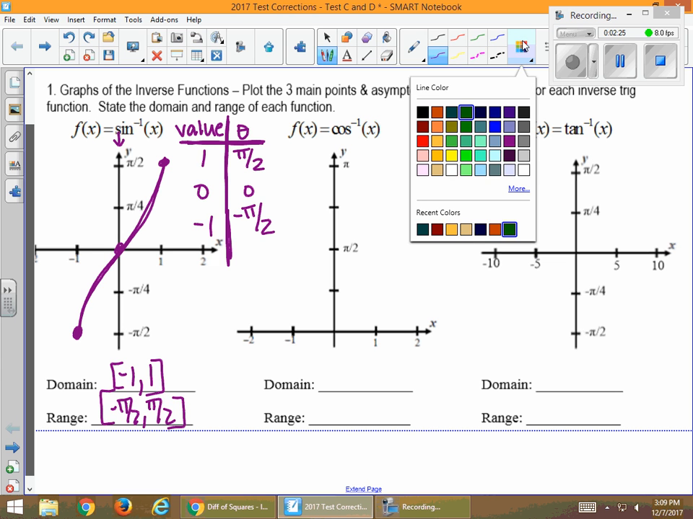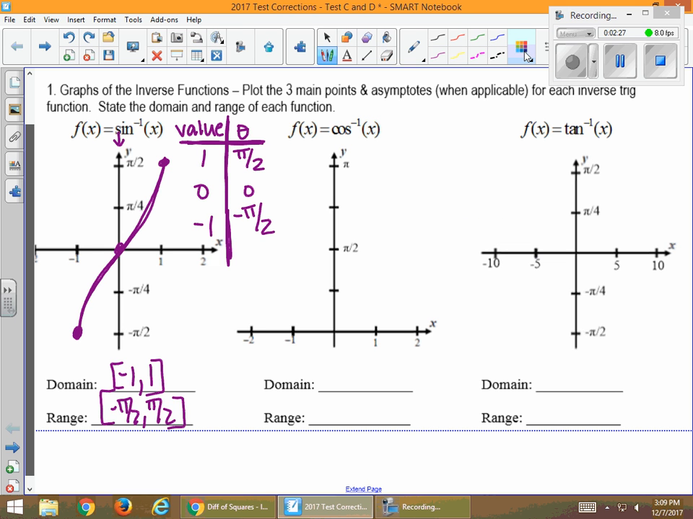Cosine inverse. Again, let your y-axis be your guide here. So I'm going to use 0, pi over 2, and pi. At 0, cosine is 1. At pi over 2, cosine is 0. And at pi, cosine is negative 1.